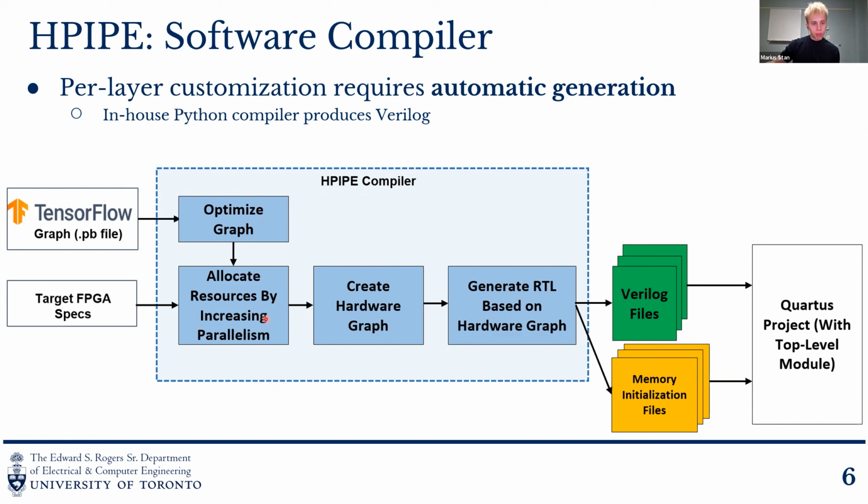Once we have all those numbers, we can create our hardware graph in Python. And then based off of this graph, we can generate RTL in the form of Verilog files and memory initialization files. And then these files can be compiled in Quartus and then deployed on the FPGA. Currently we target the Stratix 10 line of FPGAs from Intel.